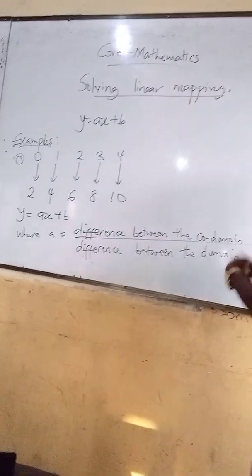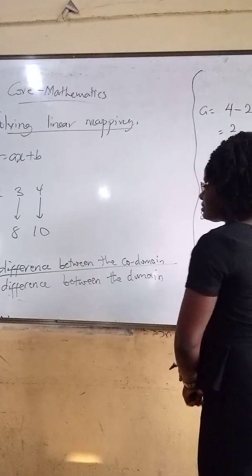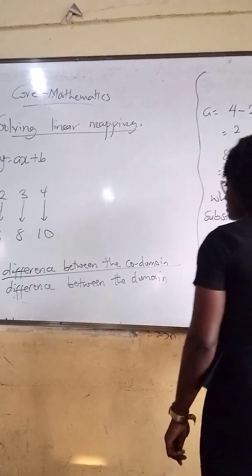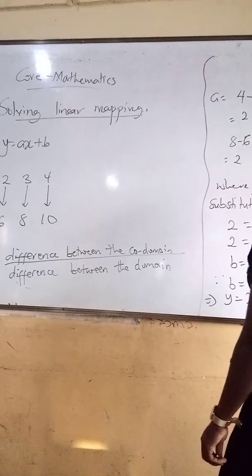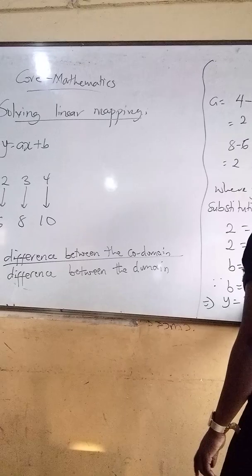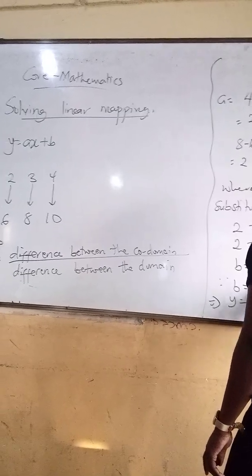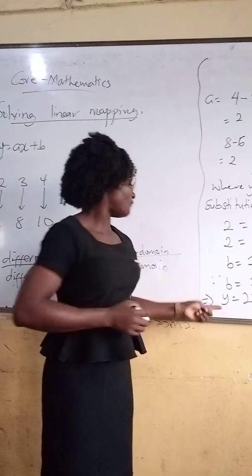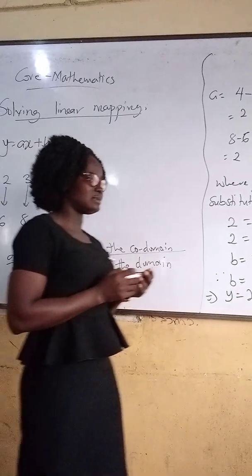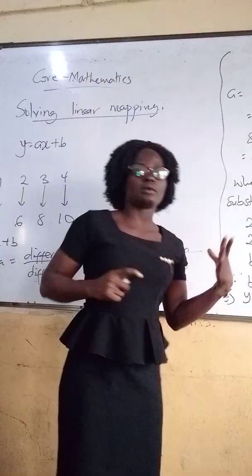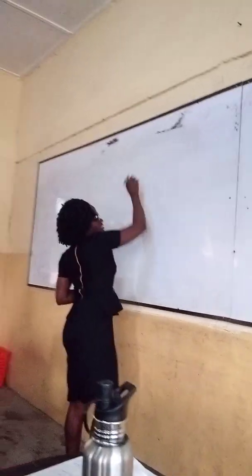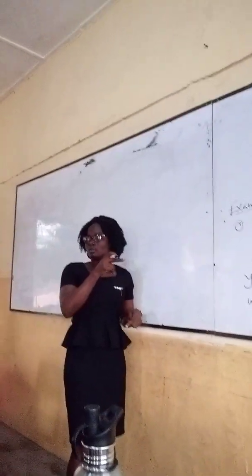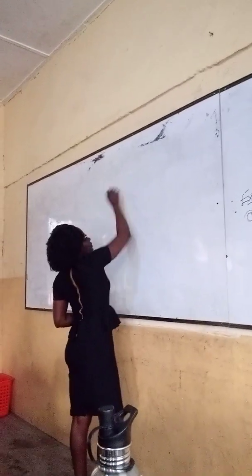So the question was find the rule of the mapping. Now let's look at it. Our y is now equal to what? What is our a? 2. Then what's our x? We don't write it. Plus 2, which is what? Our b. Now the rule, therefore, the rule for the mapping is 2x plus 2. Let's prove it, whether we are correct or wrong. Do you understand it? Now we will pick any of the values and substitute in the equation.